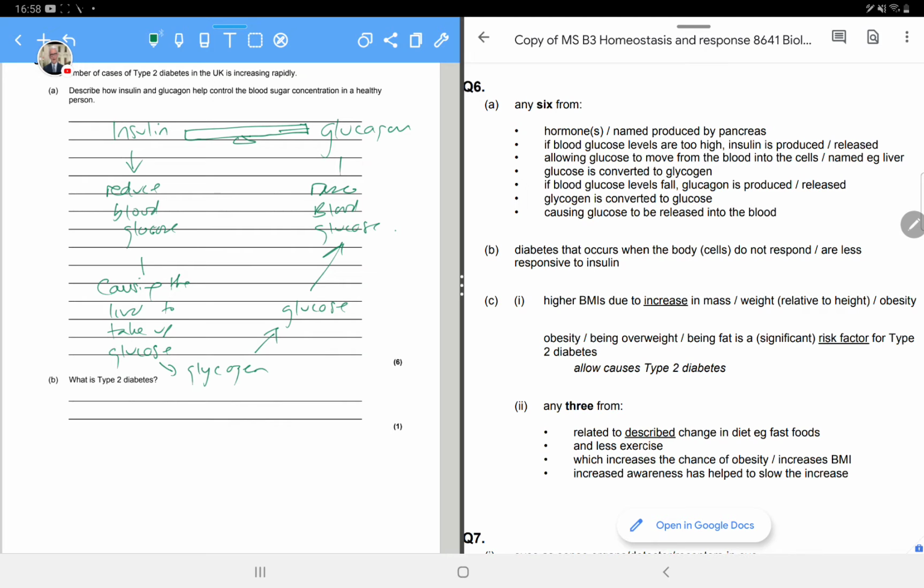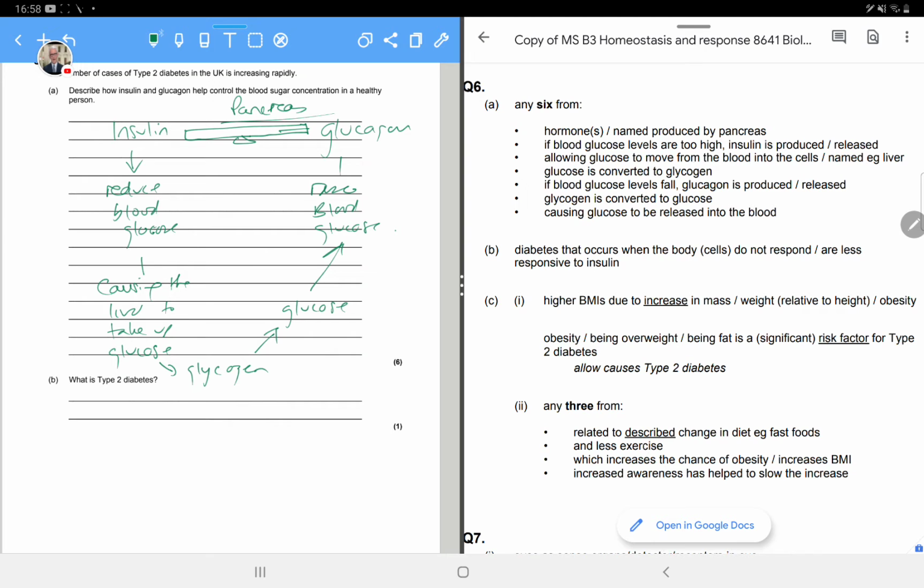So you can see here things to mention. To start with, on the mark scheme, we've got insulin and glucagon, and the first thing is that they are released by the pancreas, which is a good point. If blood glucose levels are too high, insulin is produced, allowing glucose to move from the blood into the cells, or named, e.g. liver. Glucose is converted to glycogen. If blood glucose levels fall, glucagon is produced, released. Glycogen is converted to glucose, causing glucose to be released into the blood. So a little bit of a nice exam tip there. We've got the whole process there, but notice the fact that they specifically like the fact that you mentioned that the hormones are released by the pancreas.